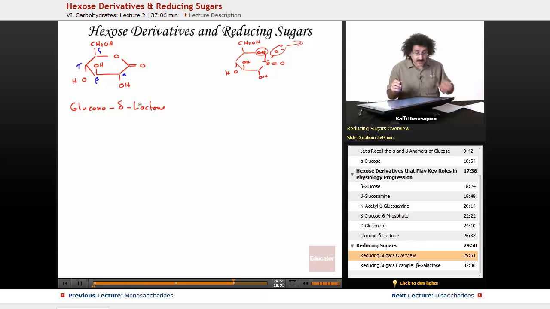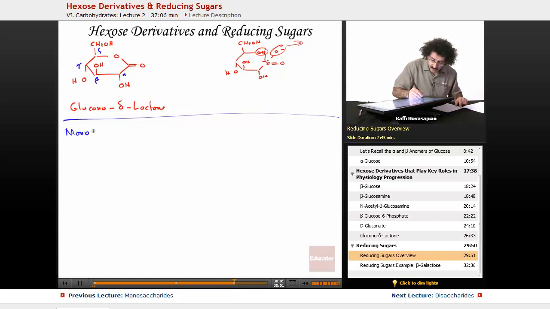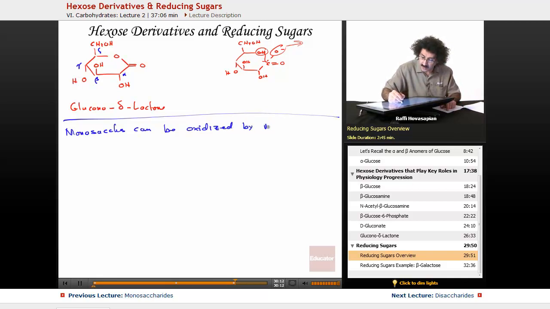All right, let's go ahead and close this lesson off by talking a little bit about the idea of a reducing sugar. So let me draw a little bit of a line here. Now, monosaccharides, I'll just write monosacs, can be oxidized by very mild reagents, such as, in particular, I should say, iron 3+ and copper 2+.